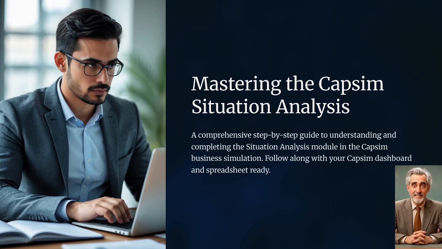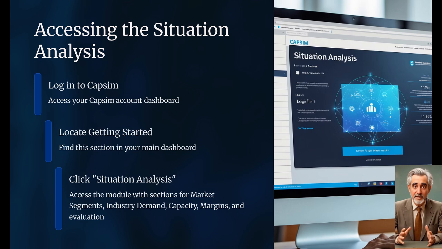Part 1. Accessing the situation analysis. To begin, log into your CapSim account. From your main dashboard, locate the Getting Started section. Within this tab, you'll find Situation Analysis. Click on it. You'll see that situation analysis is broken into several sections. Each one corresponds to a different part of the simulation: market segments, industry demand, capacity, margins, and finally, a multiple choice evaluation. We'll walk through each of them.